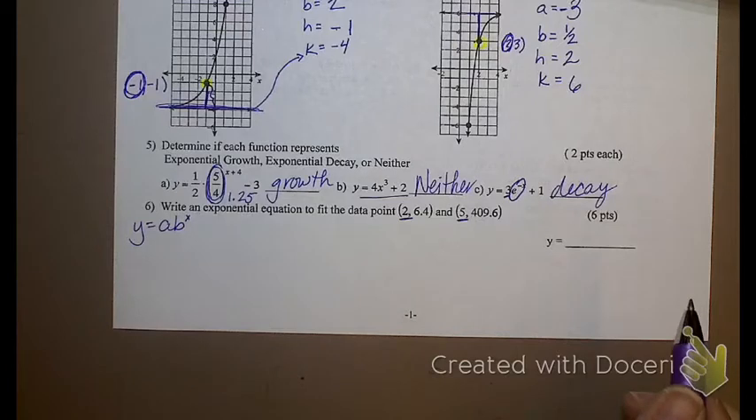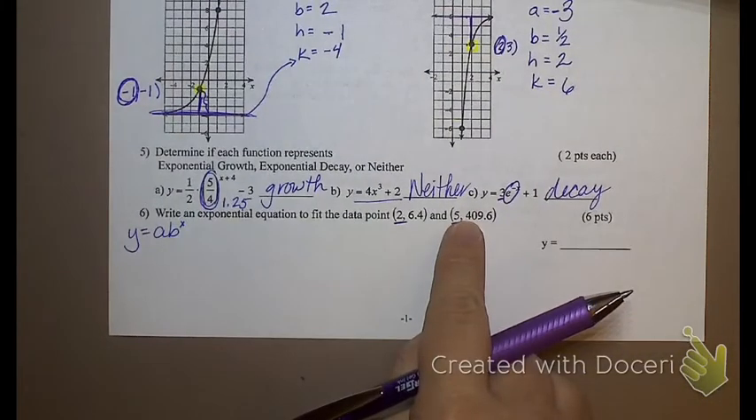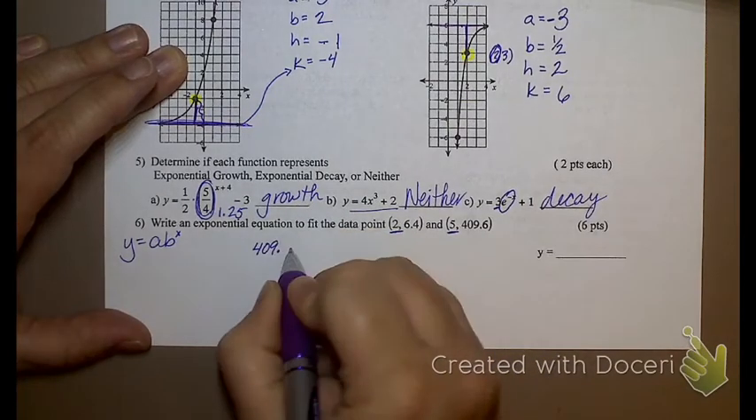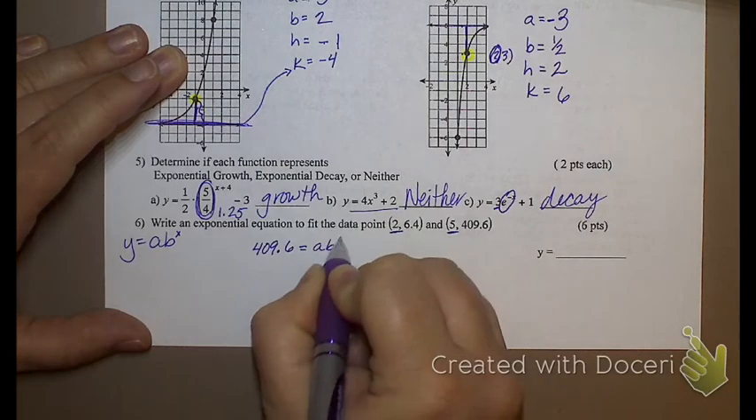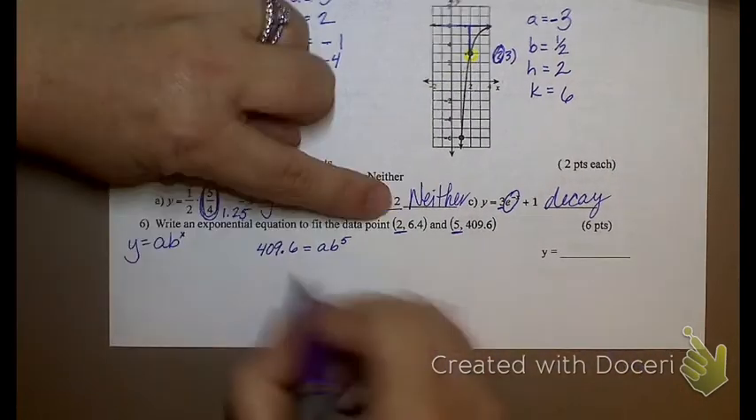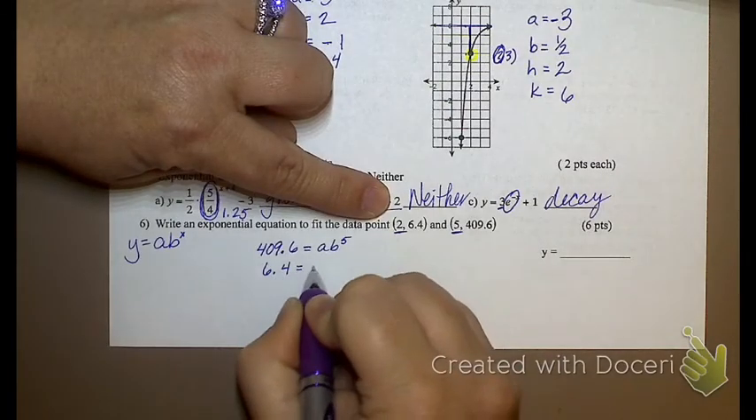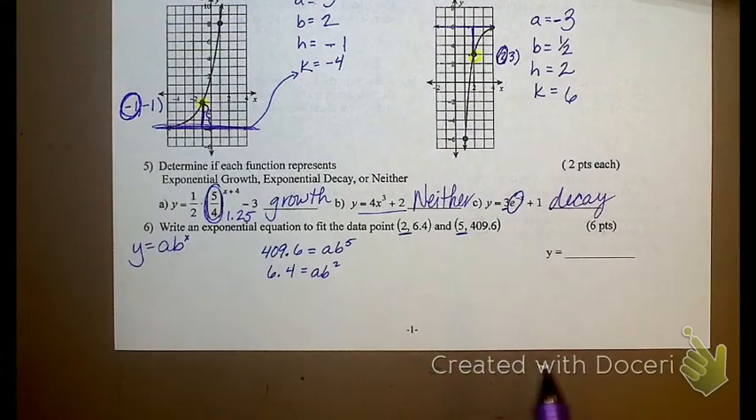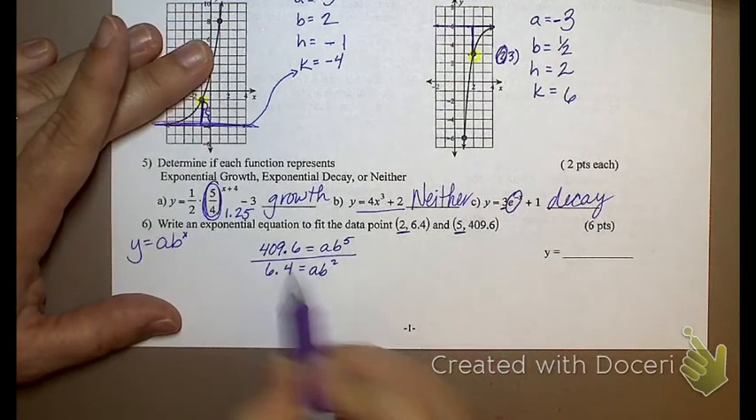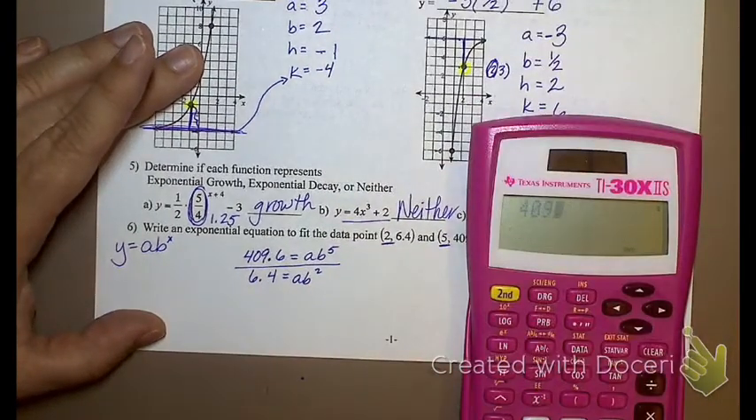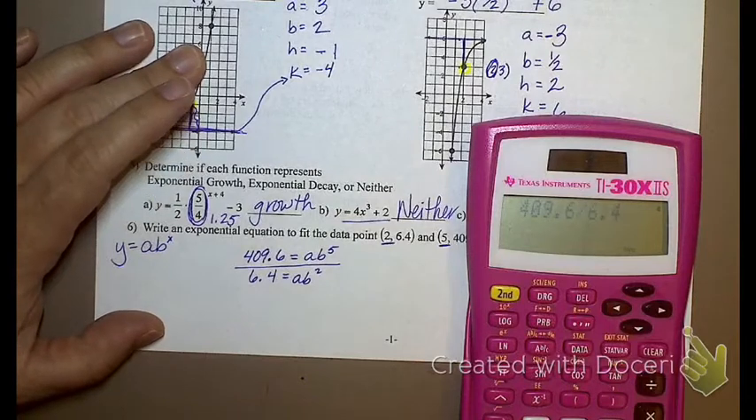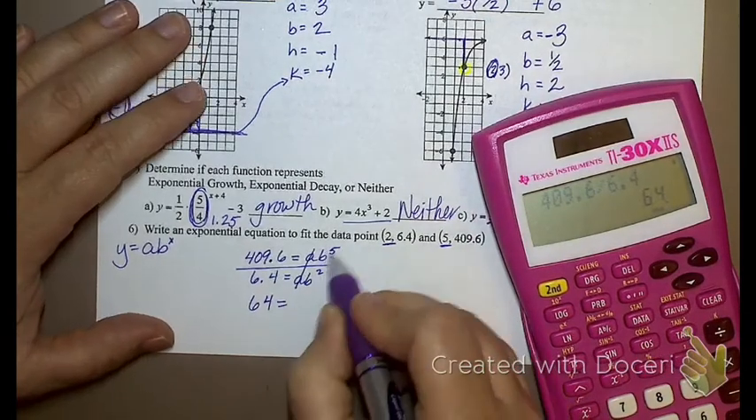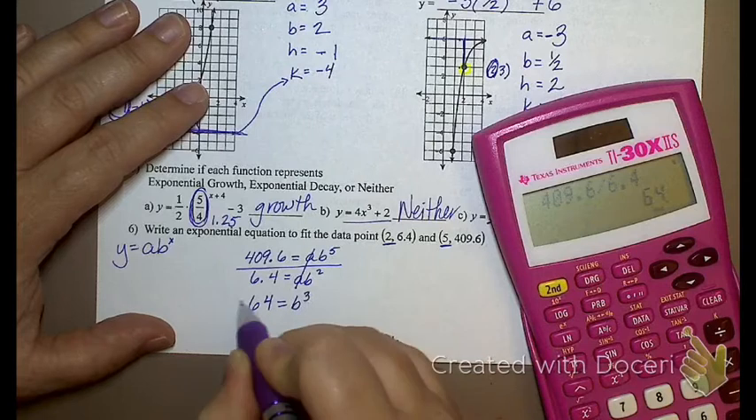The second one is. So I'm going to write the second one first because I know it's going to have the larger exponent. So I'm going to say 409.6 equals ab to the fifth. And underneath it, I'll write the other point, 6.4 equals ab to the second. Again, I'm just plugging in the x and the y from the point into the equation. Now I do my division, 409.6 divided by 6.4 is 64. What happens to my a's? Cancel. b to the fifth over b to the second is b to the third. This is an easy cube root.